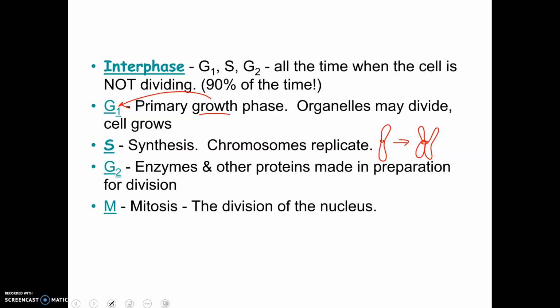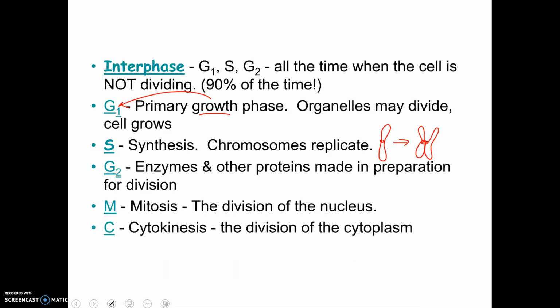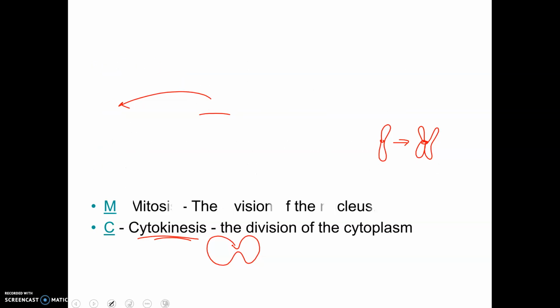Mitosis is technically division of the nucleus, but at the very end, cytokinesis happens, and that's where the remainder of the cell splits. So this is the cell cycle, and that's actually where we're going to stop for today. We'll start with mitosis next time.